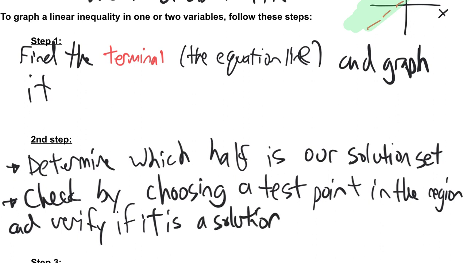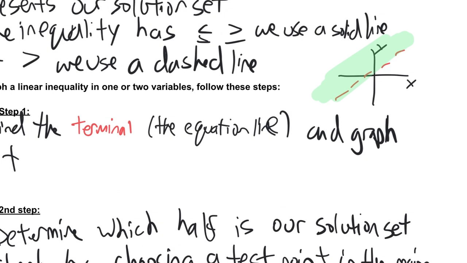So the idea is that we would want to choose a point well in the region. So again, if I'm looking up here at this example, I would choose any random point in either region, because we maybe don't technically know, but we choose a point in the region and test to see if it is a solution. If it is, then that's the side that we shade. If it isn't, we don't shade it.